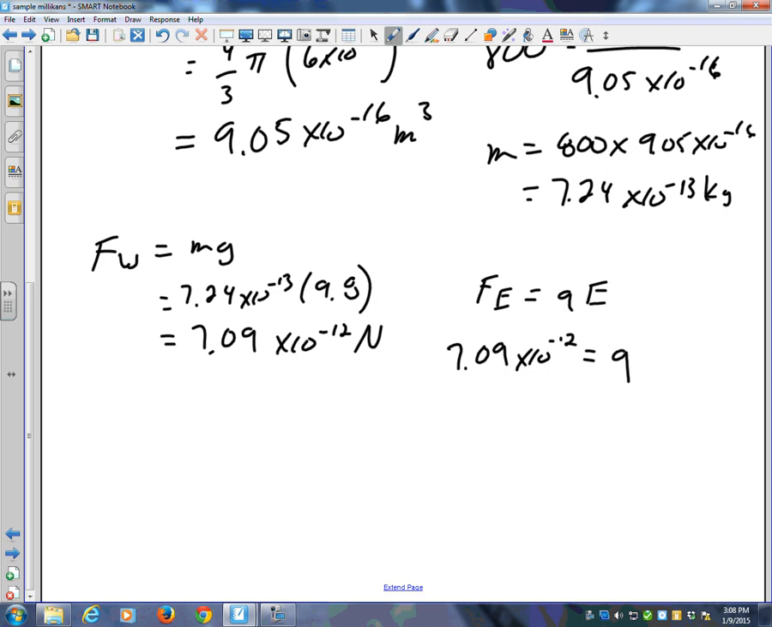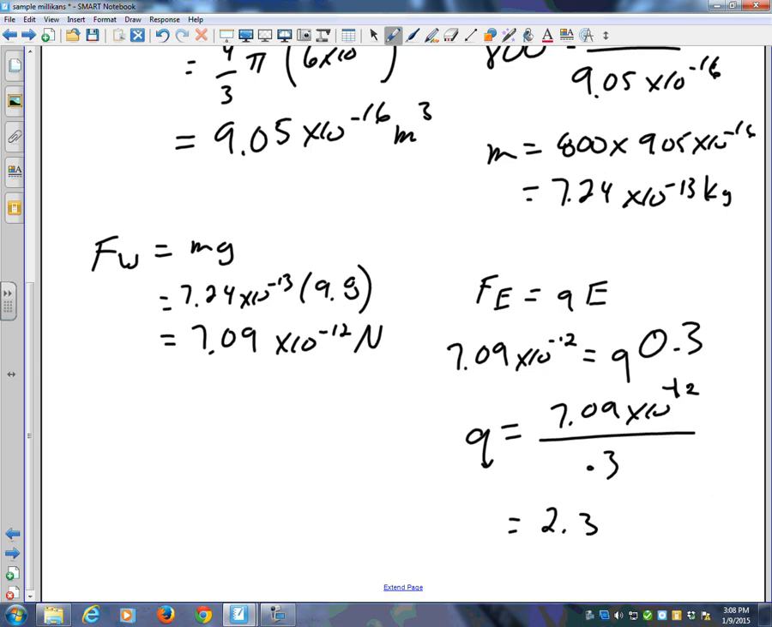Yeah, absolutely. What's the electric field strength? 0.3. So Q equals that number there, times 10 to the negative 12. Divide by 0.3. And I get a value of 2.36 times 10 to the minus 11 coulombs. This is one of the things you've got to watch: is that negative 11 or 12? Negative 11.